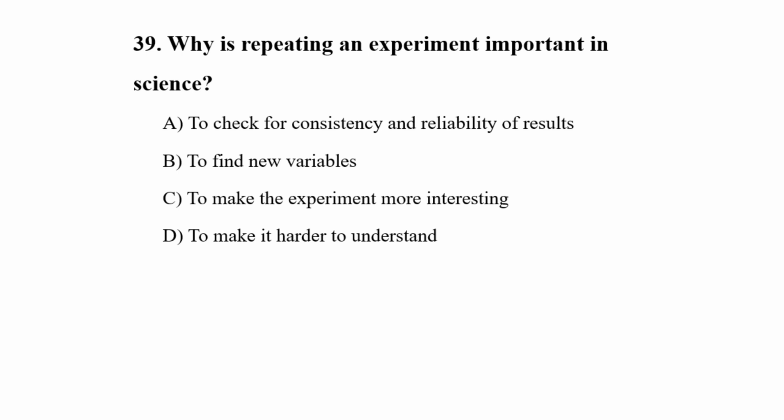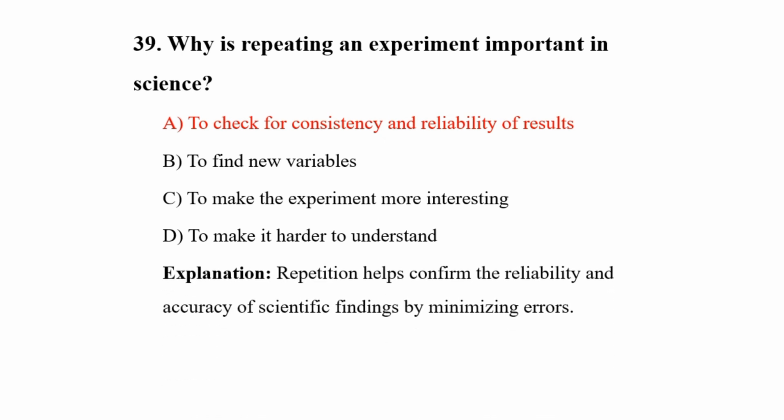Question number 39. Why is repeating an experiment important in science? A. To check for consistency and reliability of results. B. To find new variables. C. To make the experiment more interesting. D. To make it harder to understand. The answer will be to check for consistency and reliability of results. Repetition helps confirm the reliability and accuracy of scientific findings by minimizing errors.